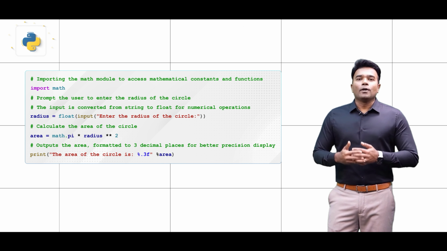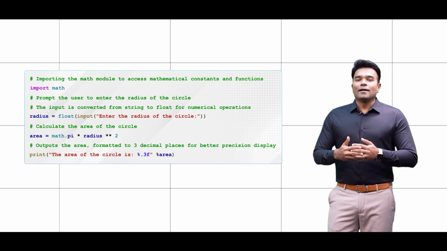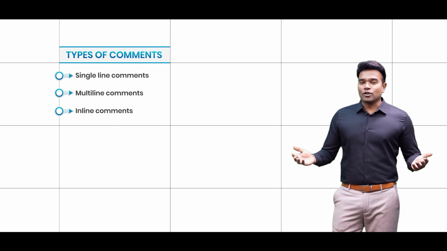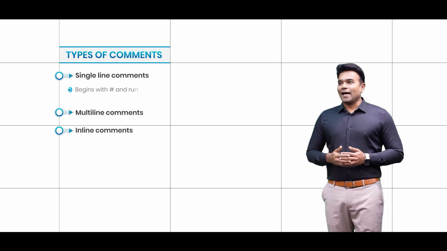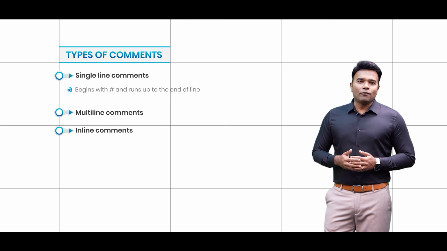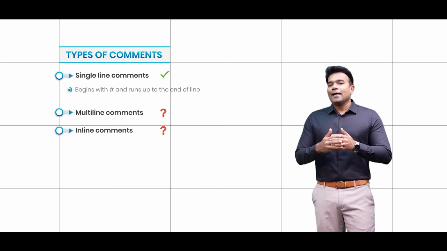But then what I want to tell my learners is that here I have made use of only one type of comment, which is the single line comment. And what you have understood here is that a single line comment is such a comment that begins with the hash symbol and it ends at the end of that particular line. But then what really is a multi-line comment? What really is an inline comment?